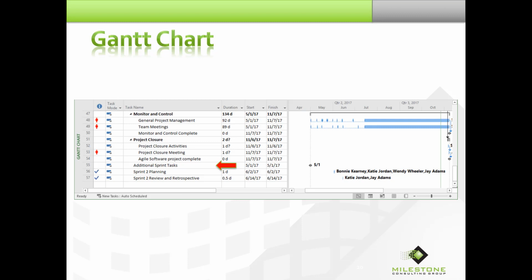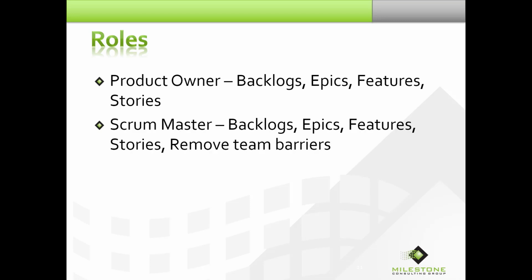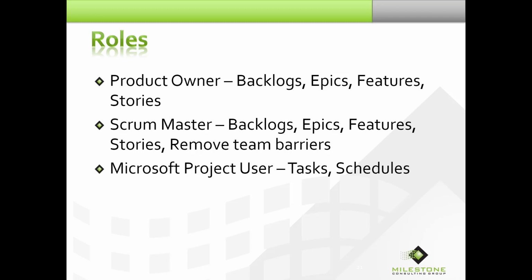And so a Microsoft Project user is going to talk about tasks. And tasks are simply work items or activities that need to be completed. So, to recap, a product owner is going to talk about backlogs and epics and features and stories. And the Scrum Master is going to talk about exactly the same thing, except he or she is going to focus on removing those barriers to the team. And a Microsoft Project user is going to talk about tasks and talk about schedules. So let's see how it's done.